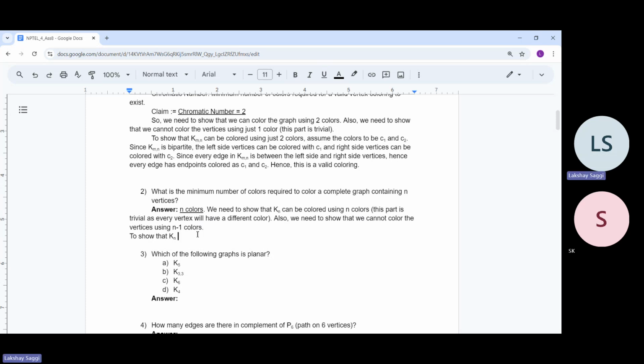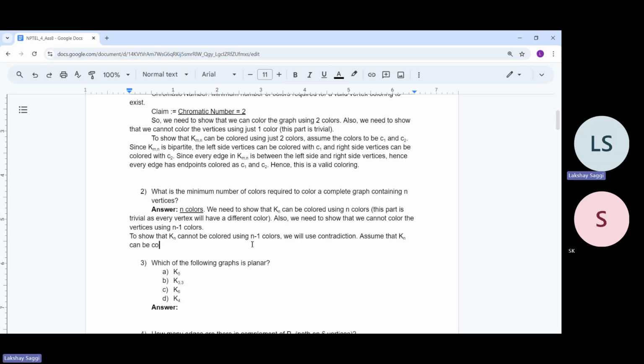So now we need to show that Kn cannot be colored using n minus 1 colors. To show this, we will use contradiction. When we use contradiction, what we do is assume that Kn can be colored using n minus 1 colors. So let's just assume that Kn actually can be colored using n minus 1 colors. But now we have n vertices and just n minus 1 colors, right?